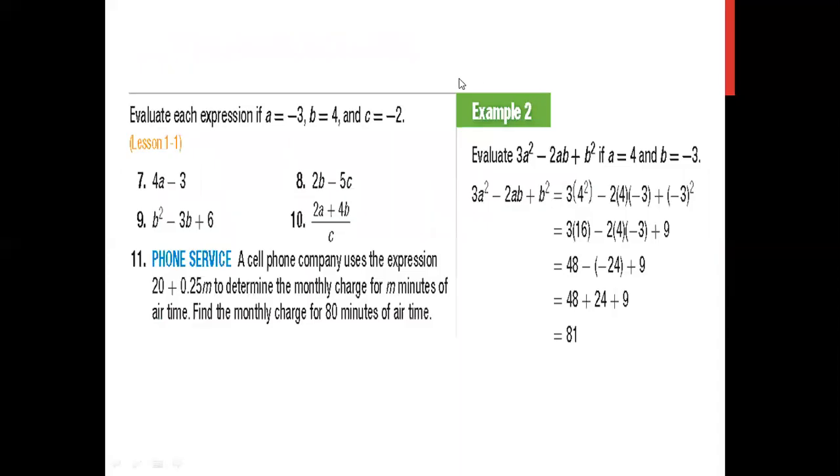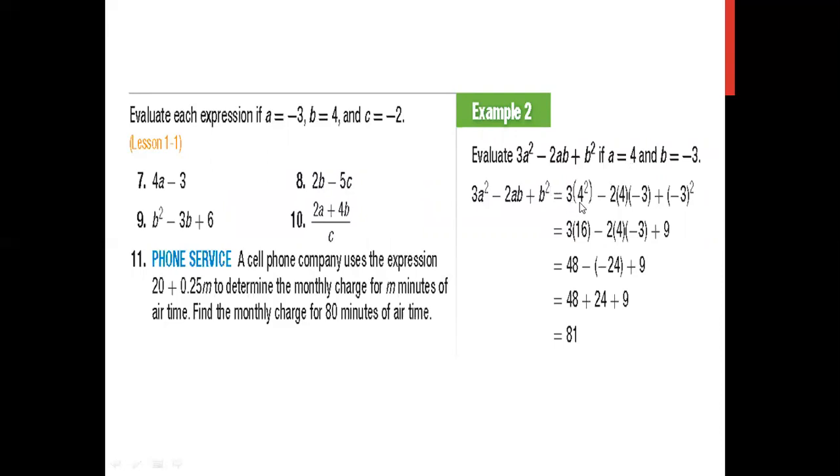The second concept I need before starting my lesson is how to evaluate an expression. This is example number 1 from lesson 1.1, which we studied before. Evaluate 3a squared minus 2ab plus b squared if a equals 4 and b equals -3. It's easy for them to evaluate using the order of operations. They will replace the variable, or the letter, by the number.